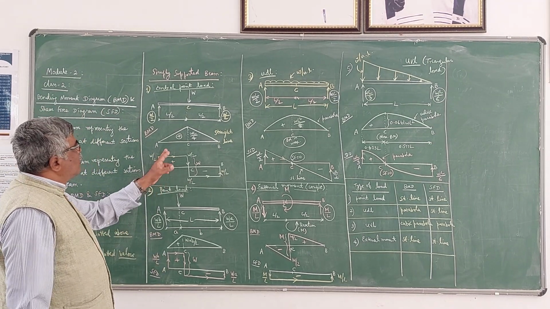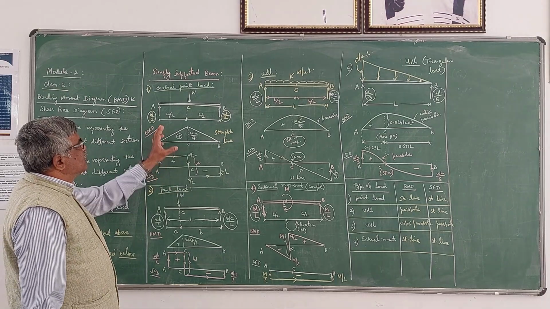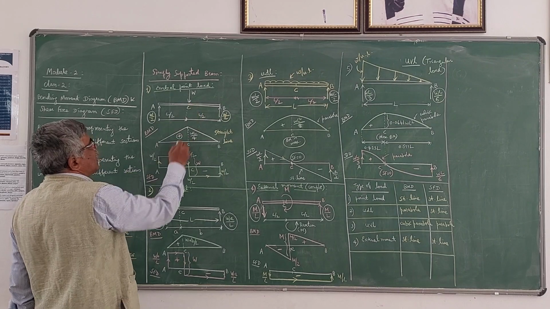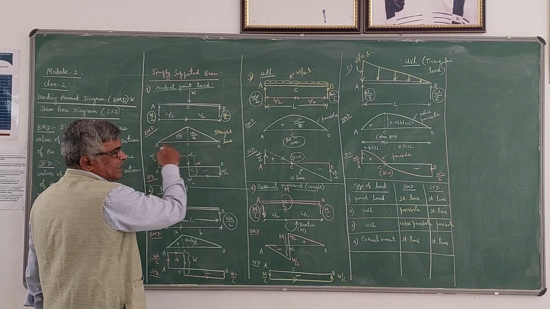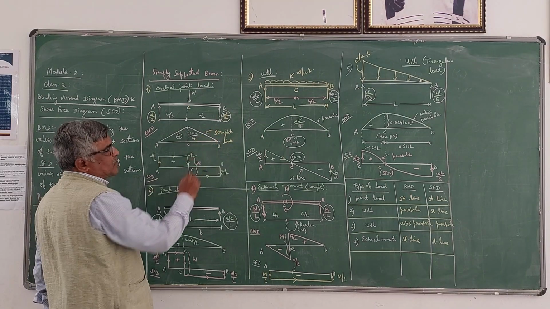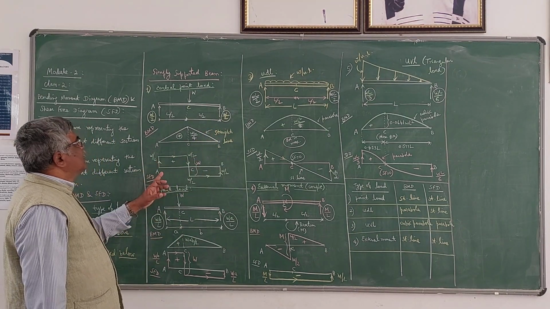Actually, these derivations I have explained in my Google class, so you can just refer to them. Okay, now how to plot that? Since we have a positive value WL by 4, we have to take it above the line AB. So the bending moment diagram is a straight line in the case of a point load.